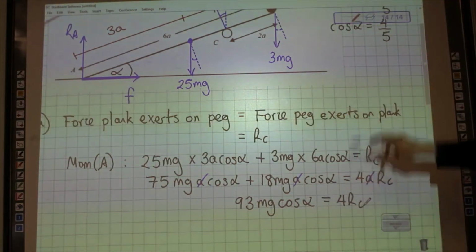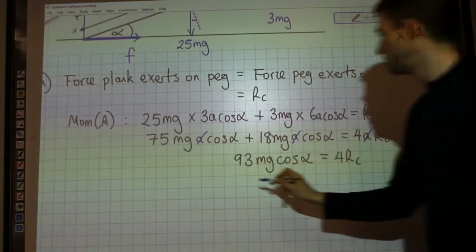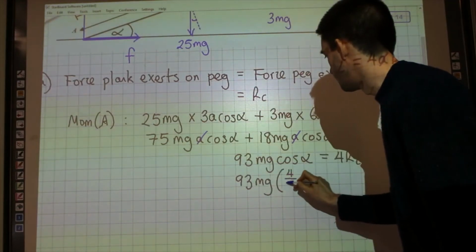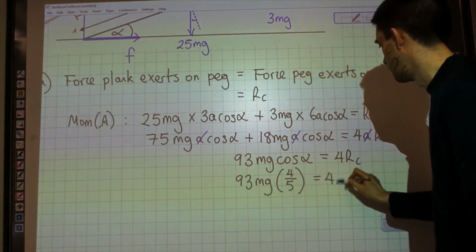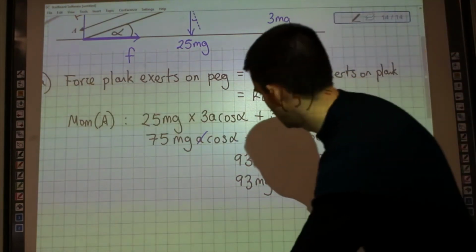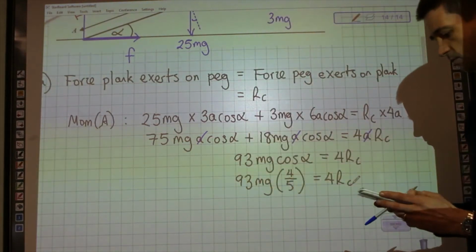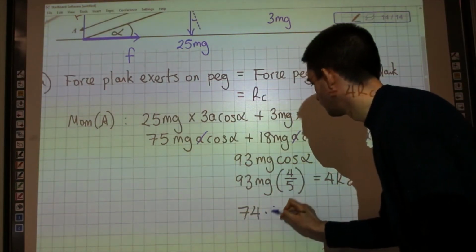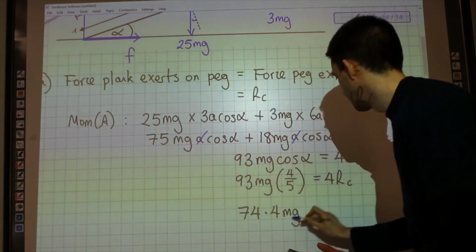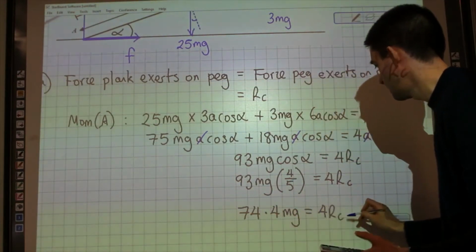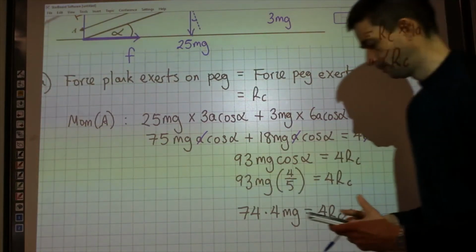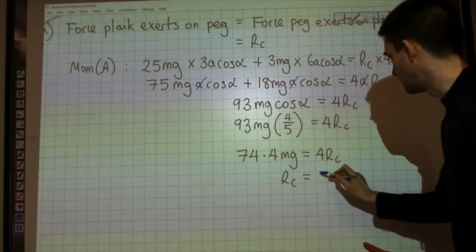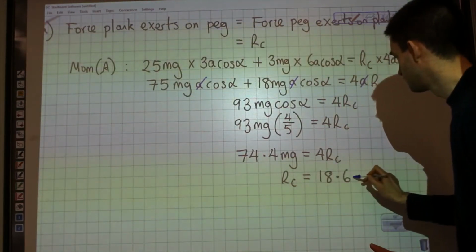Now, I know that cos alpha is 4/5, so I'm going to put in 93 mg times by 4/5 is 4 RC. 4/5 of 93 is 74.4. So 74.4 mg equals 4 RC. And dividing by 4, I get that the reaction at C is 18.6 mg.